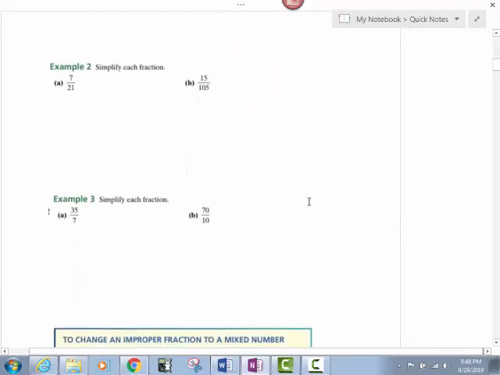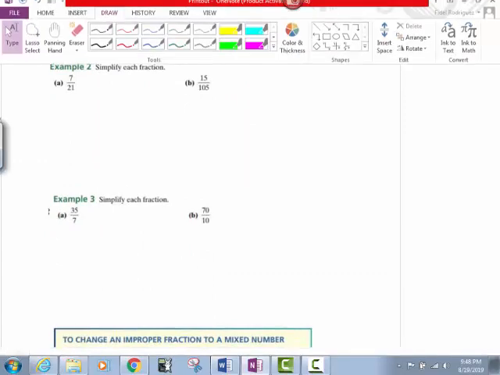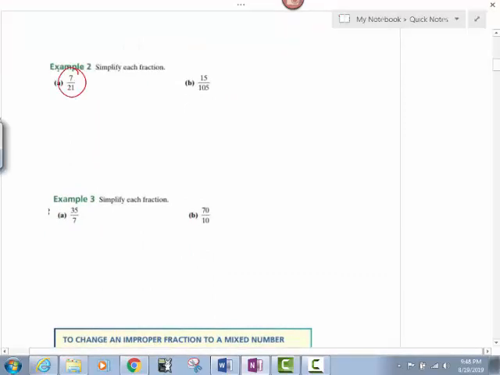Let's do the same thing here. Let's simplify fractions. So 7 and 21, if I look at my table again, I can divide them both by 7. So 7 goes into 7 once. 7 goes into 21 3 times.